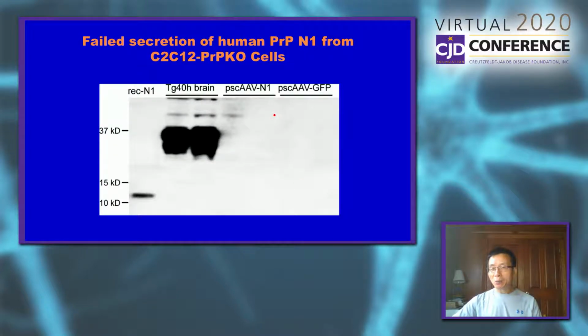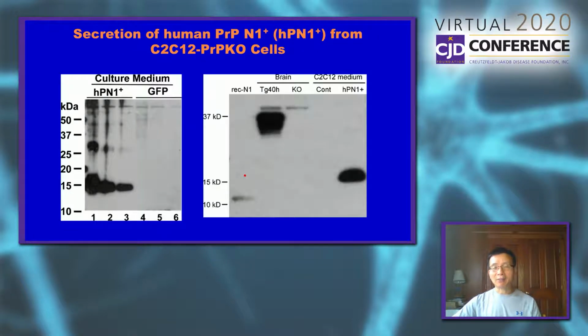But then we looked at whether we can detect N1 expression from that AAV N1 vector. Unfortunately, we cannot see it when we introduce that gene into the C2C12 muscle cell line. We cannot detect N1 in the medium. And this is not surprising, since after that we learned from Alex Mippen and his colleagues that direct prion N1 probably is not going to work, because it's going to get stuck inside the cell and cannot get outside.